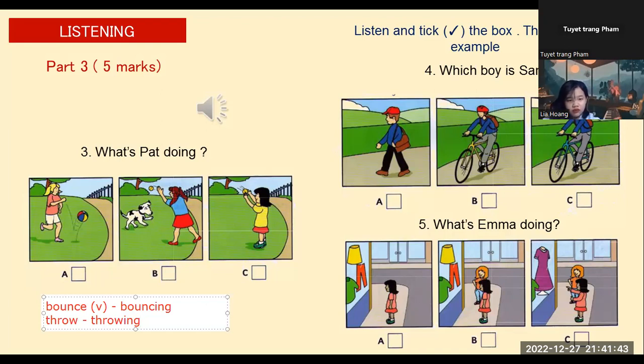Which is Mai? Now, look at this one, picture A. Now, tell me, what is Mai doing? Linh, what is Mai doing in picture A? She is playing with her toys. Ah, with her toys, maybe dolls, some dolls. Con sẽ nhìn thấy đây có hai bạn búp bê này đúng không nào?